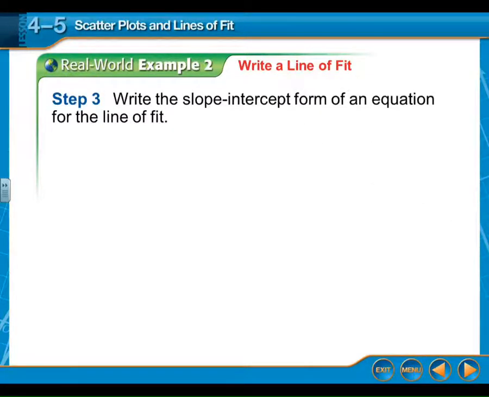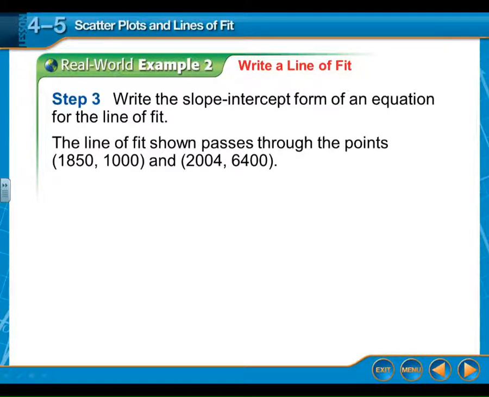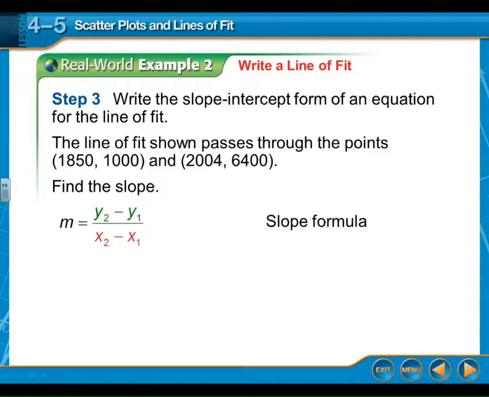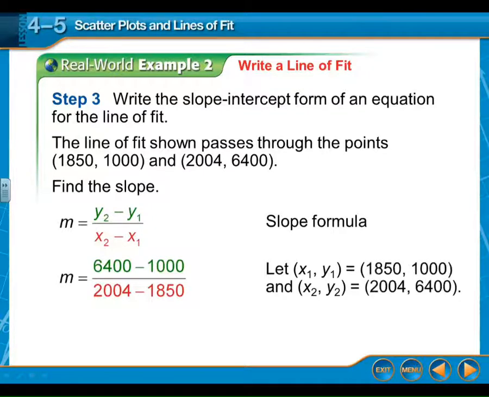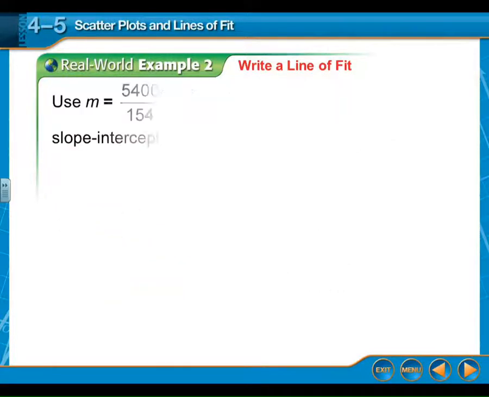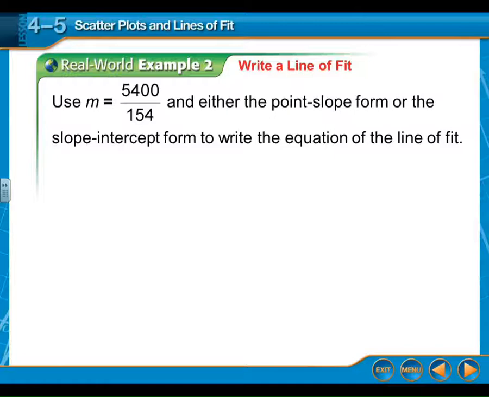Alright, write the slope-intercept form of an equation for the line of fit. So we're using 2 points, a line of fit shown that passes through the points. Find the slope, use that slope formula. The next thing you want to do once you get that slope is use that in point-slope form or slope-intercept form to write an equation of the line of fit.